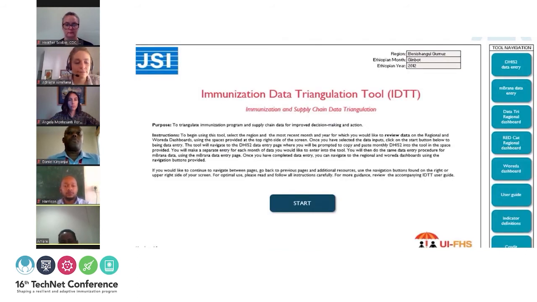This is the first page of the data triangulation tool. As you see, it contains the purpose and the instructions, as a first page, and also the tool navigation. There are icons for users, so that one can click, open, and use any of the listed tools.